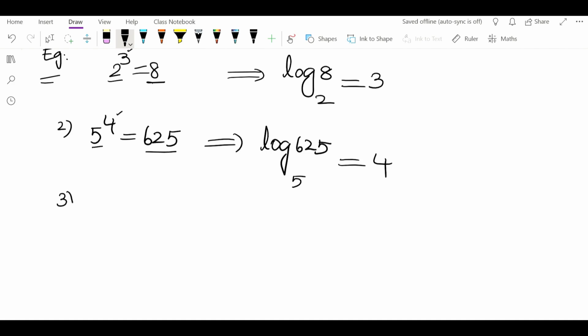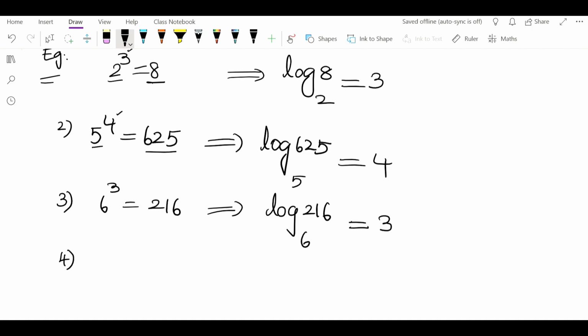One more example. Example 3. 6 cube is equal to 216. 6 cube means 6 can be multiplied by 3 times. 6 into 6 into 6. 6 6s are 36. 36 6s are 216. How to convert this 6 cube is equal to 216 into logarithmic form? Log 216 base 6 is equal to 3.